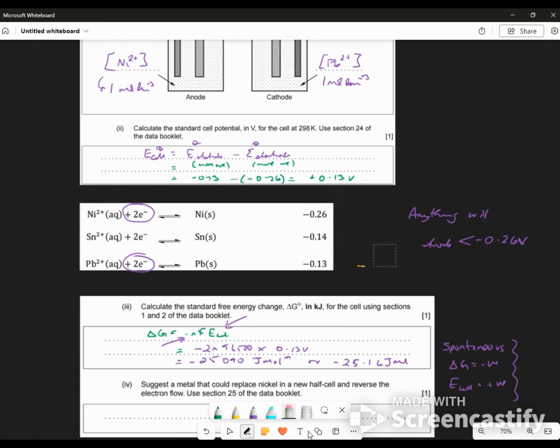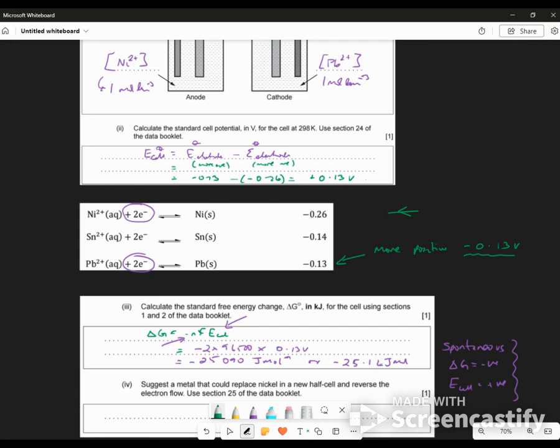Because I thought we could replace nickel and get the electron flow to go the other way. This one suggests a metal that could replace nickel. The metal that's got to replace it has got to be more positive than the lead, so more positive than minus 0.13 volts. Because if that's the case, then the lead becomes the more negative and electrons would go that way, wouldn't they? That would reverse the electron flow.